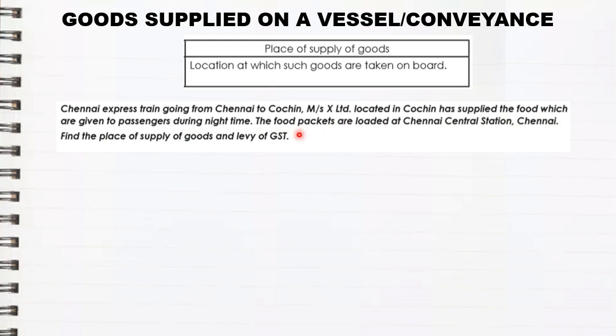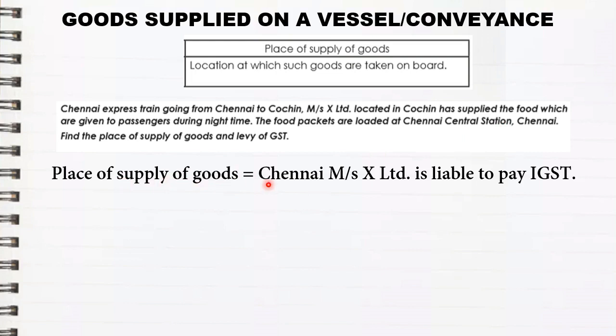So here, Chennai Express train is moving from Chennai to Cochin. X Limited, located in Cochin, has supplied the goods which are given to the passengers during the night, and the packets were loaded at Chennai Central Station. Now, according to the rule, where goods are supplied on a vessel or conveyance, the place of supply will be the place at which the goods have been boarded. So here the goods were loaded or boarded at Chennai Central Station. So the place of supply of goods will be Chennai, and X Limited is liable to pay IGST at Chennai.